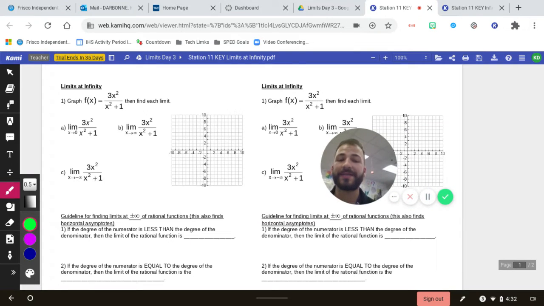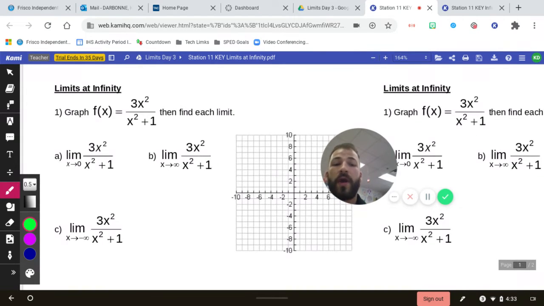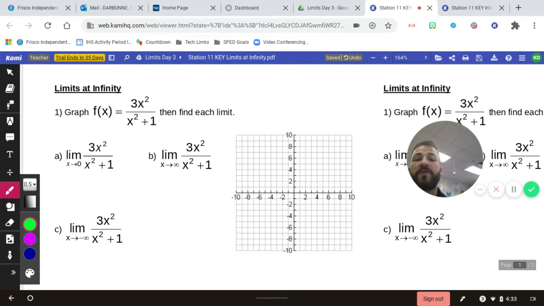All right, y'all. Our last limit station is limits at infinity. So these are limits as they go out towards positive or negative infinity in the x direction. Okay. So we're going to graph f of x equals 3x squared over x squared plus 1.